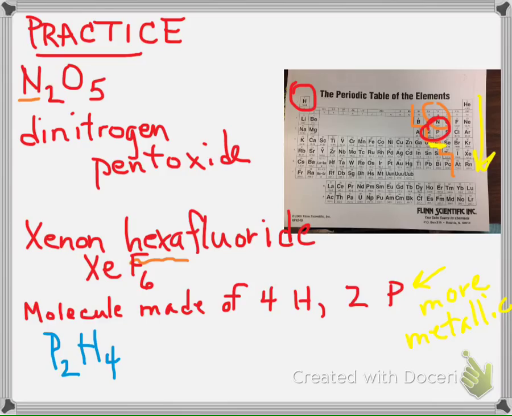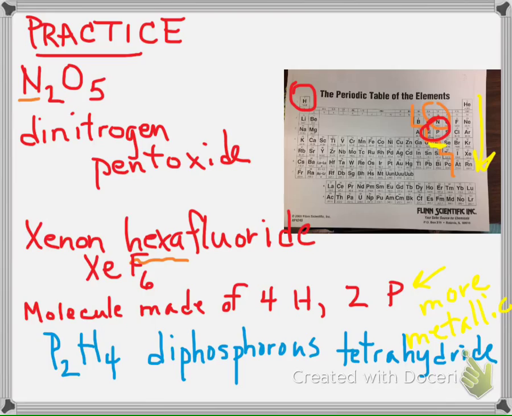P2H4. When naming it, 2 nonmetals, use my Greek prefixes, diphosphorus, tetra, my prefix for 4. A reminder, here the hydrogen is in the second position, so it must end in ide, tetrahydride, so the full name, diphosphorus tetrahydride. A reminder, we only use the Greek prefixes in naming when we have inorganic compounds that are made of 2 nonmetals.